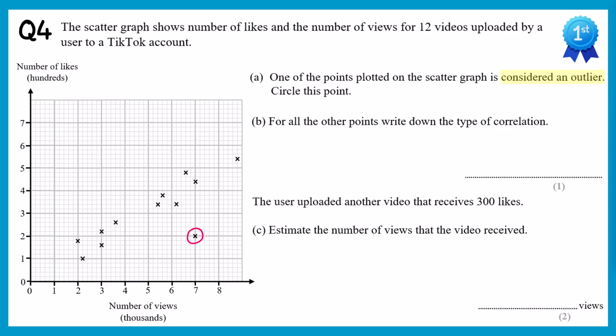In the second part of the question, we'll need to write down the type of correlation. Since the trend here is in an upwards direction, we would say this is a positive correlation.